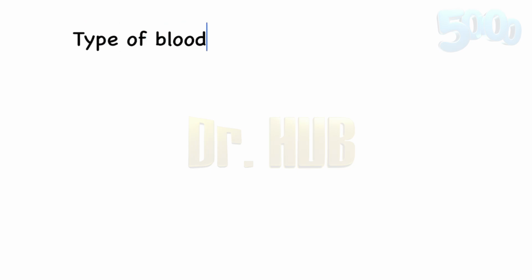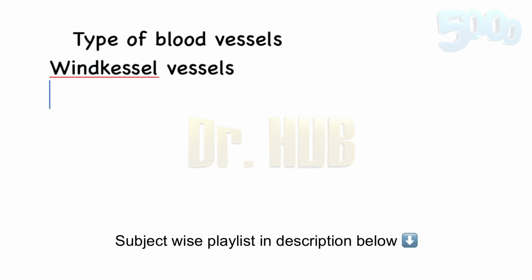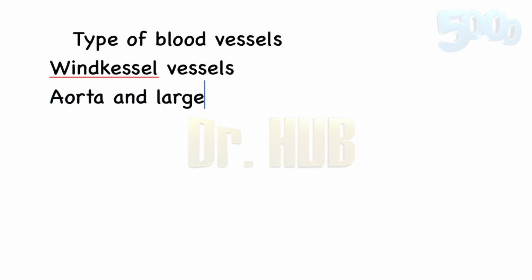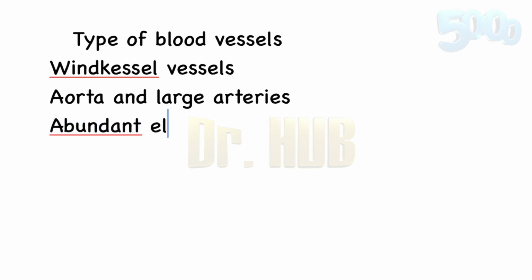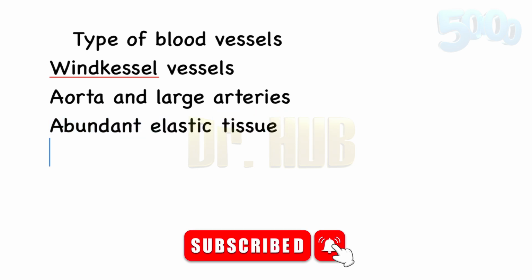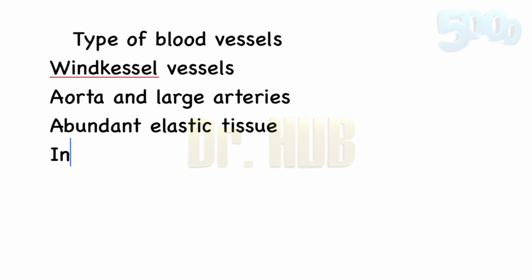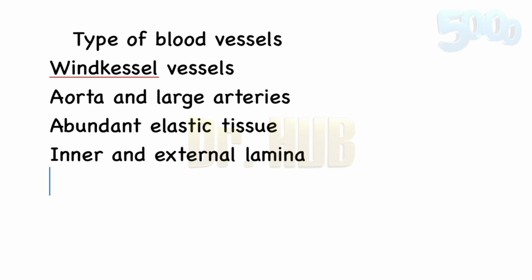Types of blood vessels. The first one we are looking at is the Windkessel vessels. What are the Windkessel vessels? They include the aorta and also the large arteries, which have abundant elastic tissue. This is present in the inner and the external lamina. They show elastic recoil, which is known as the Windkessel effect, and this is seen when the vessel is stretched.